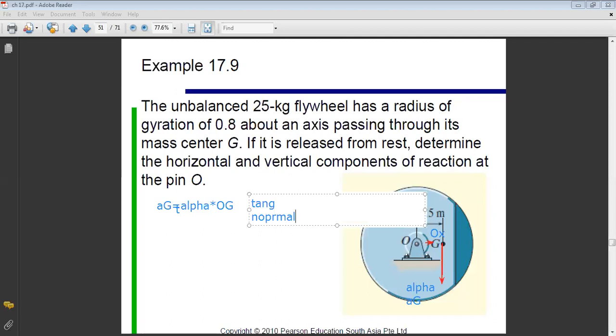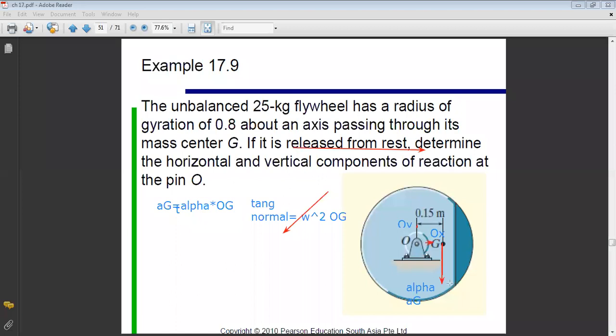But here, what is the normal acceleration? Usually we get normal acceleration as omega square times r, which is OG. But what did they say here? It's released from rest. If it's released from rest, so what is omega at the initial state? 0. So at the initial state, no normal acceleration. I only have tangential acceleration. This is why my AG is restricted to the tangential component and it's in the vertical direction.